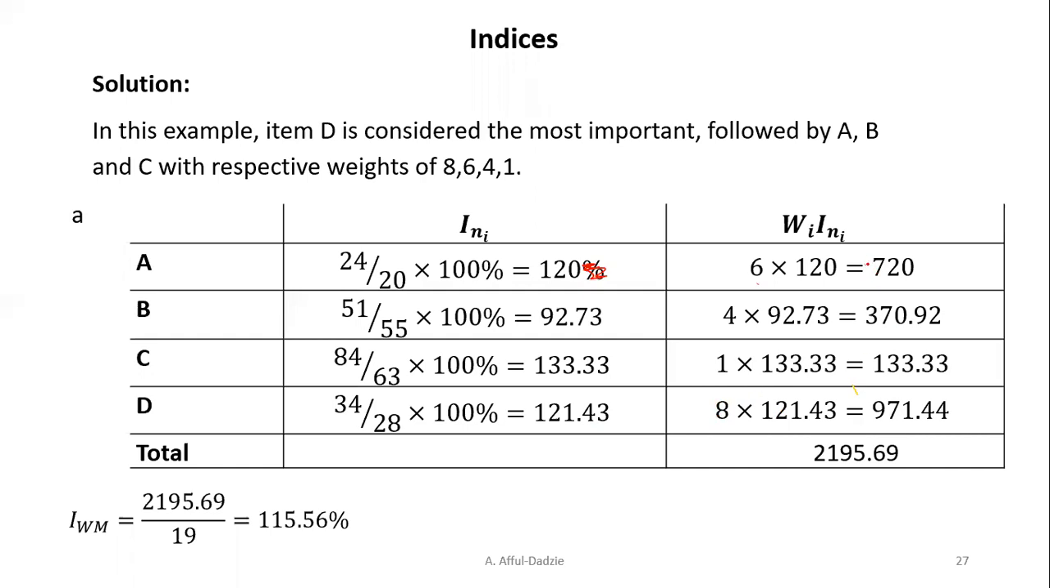When you are done, sum all of these, the output from multiplying the index numbers by the weights. When we sum them, we have 2195.69. When you are done, divide this by the sum of the weights. And so if you sum these weights, we have 19. So this value divided by 19 is what gives us the 115.56.